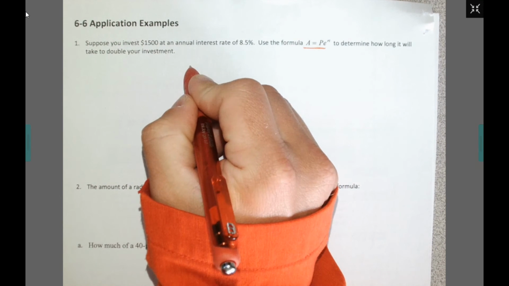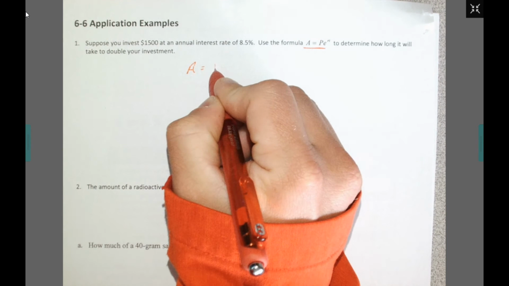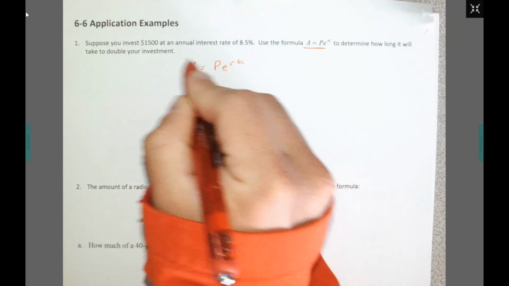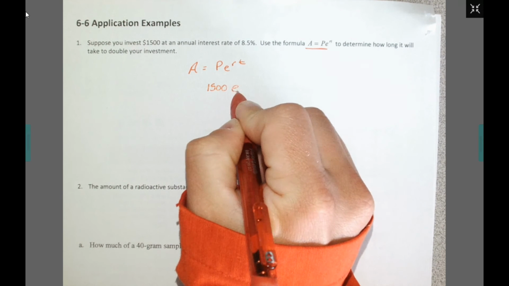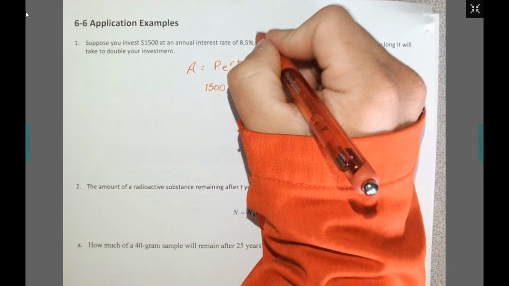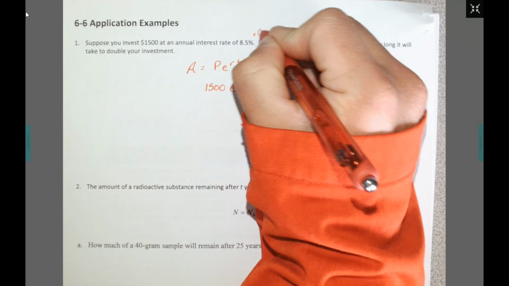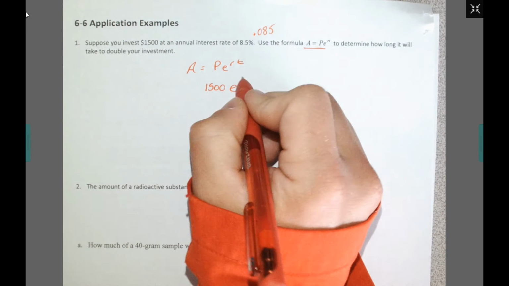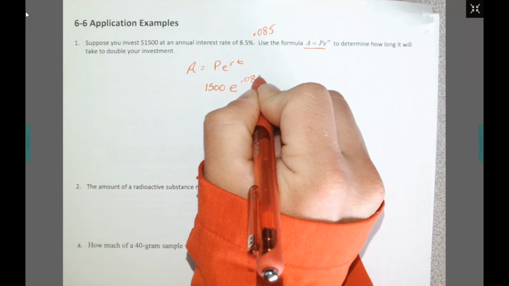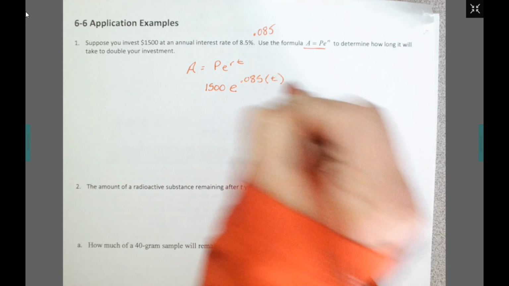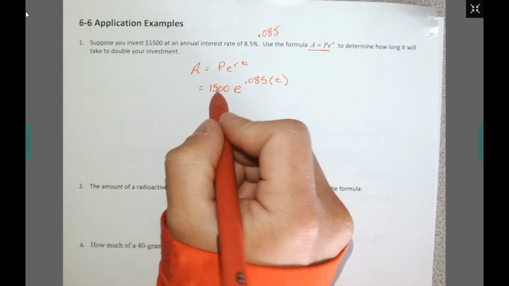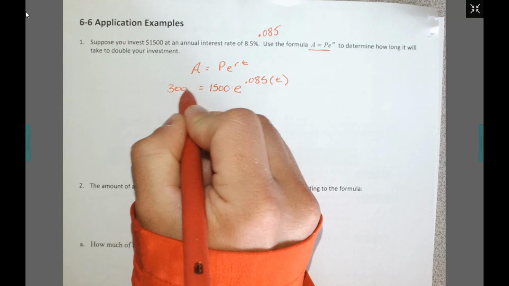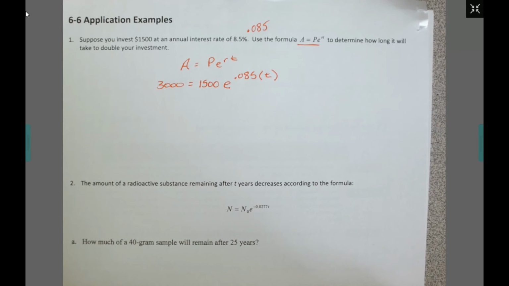So plugging in, we have this formula right here, A equals Pe^(rt). Your initial investment is going to go in for P. We have e to the r, so I have to switch this 8.5% to a decimal. So it's going to be 0.085. And then we are trying to solve for t. If I'm going to double the investment, we're going to go from $1,500 to $3,000. So there's our setup right there. And then from here, we're trying to solve for t.